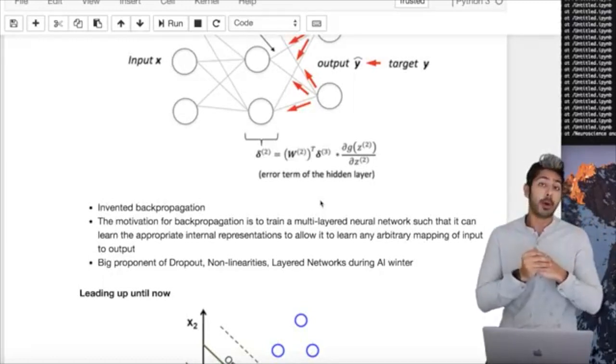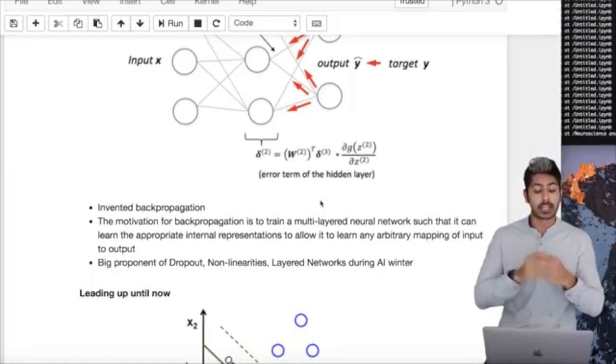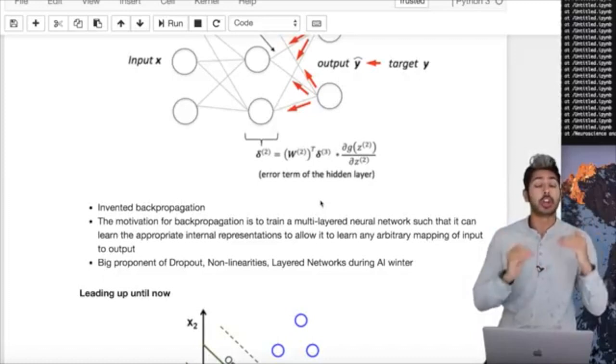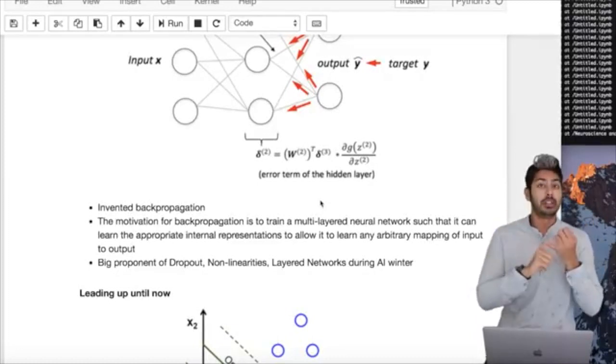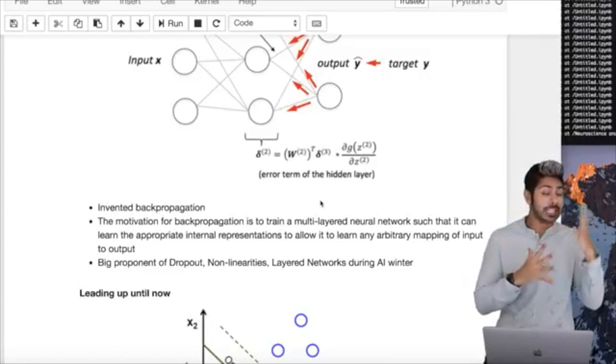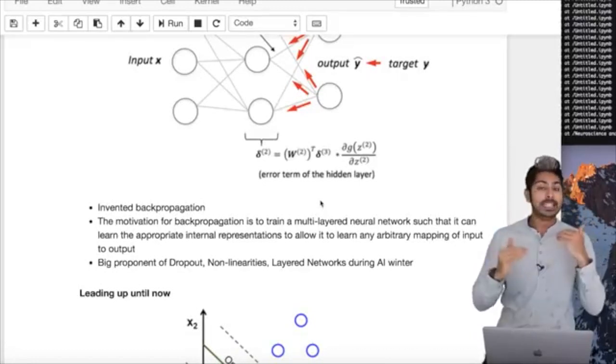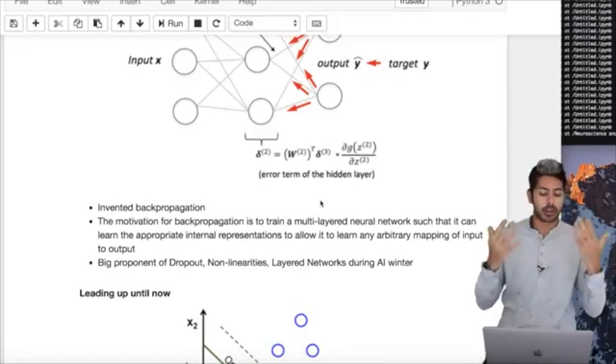He was also a big proponent of neuroscience-inspired ideas like dropout, turning neurons on and off randomly to increase the generalization ability of a network, of nonlinearities, to allow a network to learn both linear and nonlinear functions, the idea of hierarchical and layered networks, etc., etc.